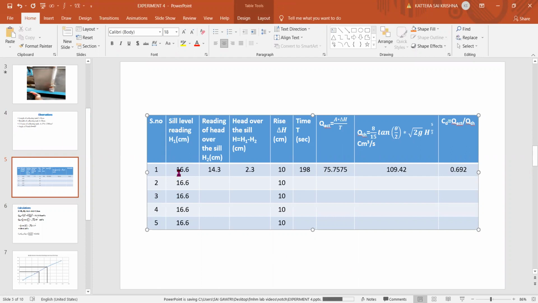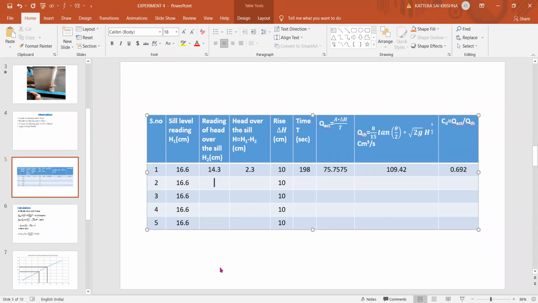So for the first reading, we slightly regulated the valve of the pump and got a certain height. Is my voice audible? Yes, sir. Okay. So next, we'll again regulate the valve of the pump slowly and open it a little bit more. So the water level coming from the pipe will increase, and automatically the water flow in the channel will increase. The water above your sill level will be further increased, so the height of the water flowing over the notch will increase again. That value we are going to calculate.